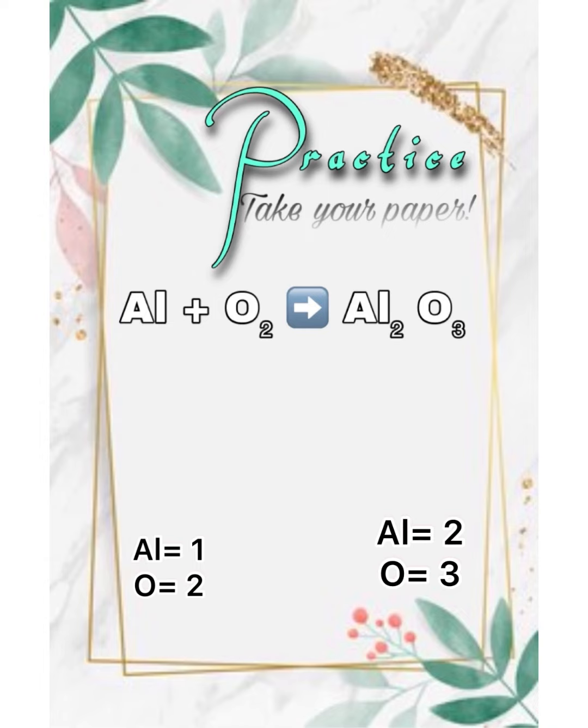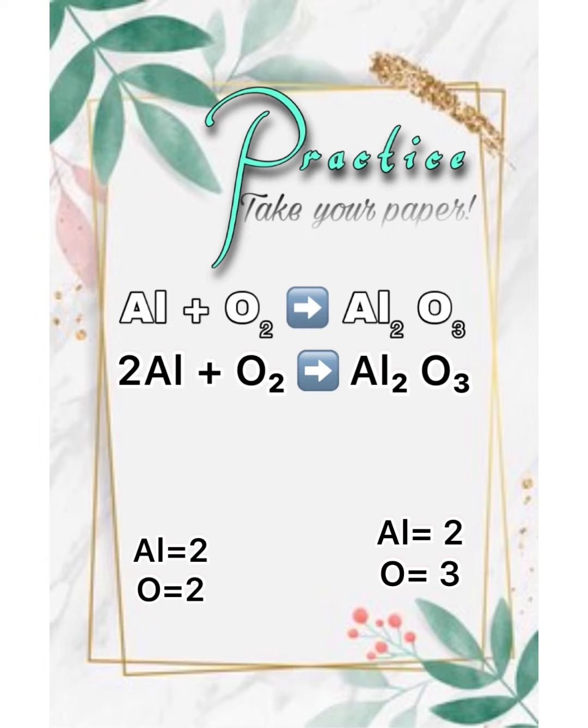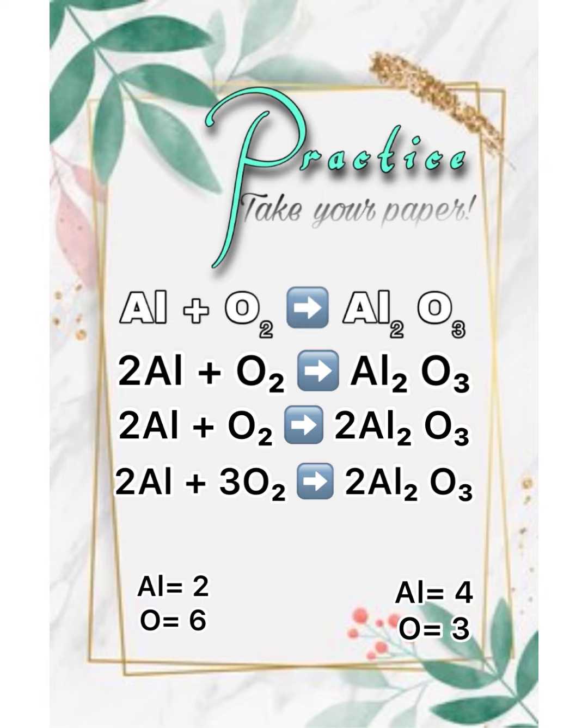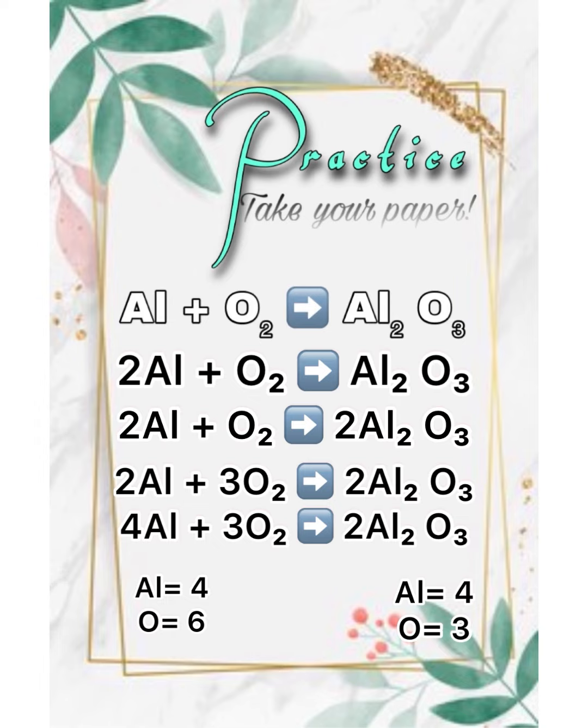First, we count the atoms. We add the coefficient 2 in the aluminum and continue looking because it is not balanced. The oxygen is last and we use the number 3, but the equation doesn't balance. Now, in the coefficient of the reactant, we change in the aluminum the number 2 to 4 and the equation is totally balanced.